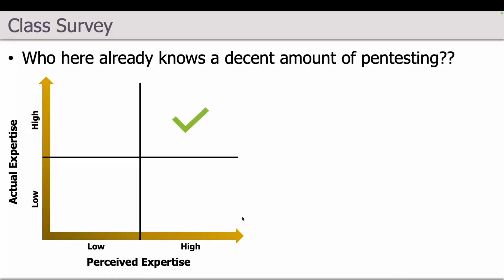We start with, and I guess green check mark means good. If you come into the semester, and Troy and others come into the semester having had some experience and feeling pretty good about their existing pen testing skills, and they're correct about that, their perceptions are correct, they actually do have a decent amount of actual expertise. Well, that's great. I'm happy you're here. Your job is to continue to learn more.